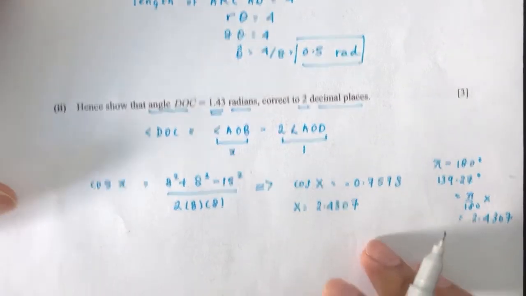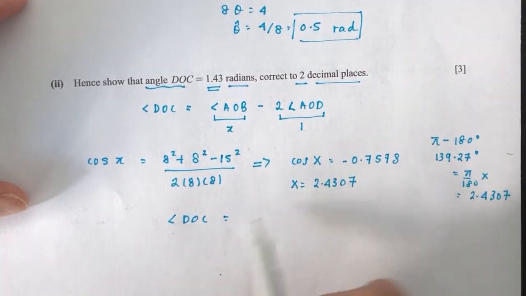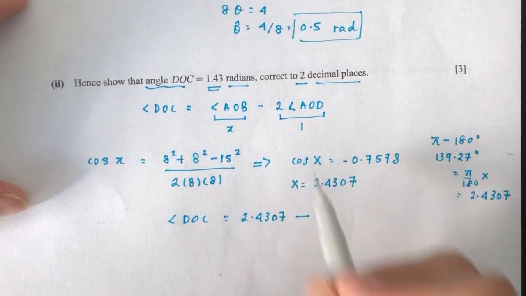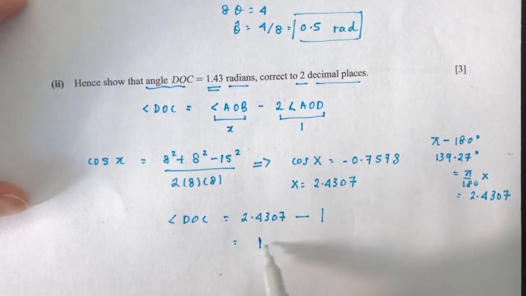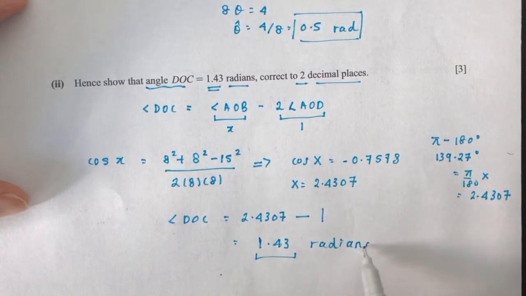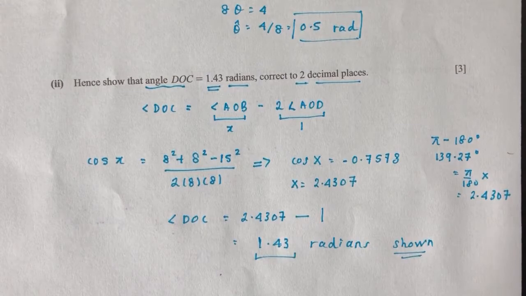So x will be 2.4307. Now the angle DOC is x minus 1, which is 2.4307 minus 1. This is 1.43, correct to 3 significant figures, in radians. So this is shown as required. That was part 2.